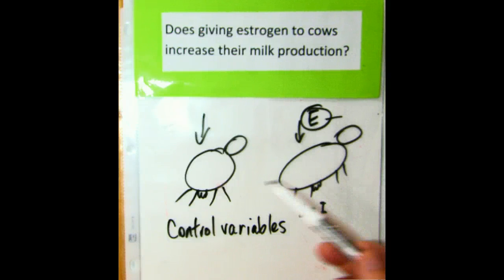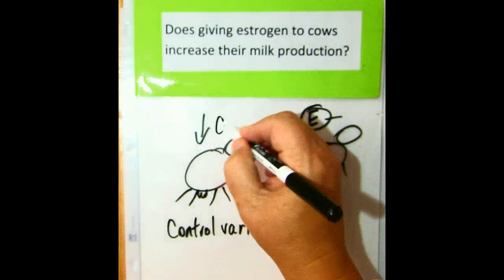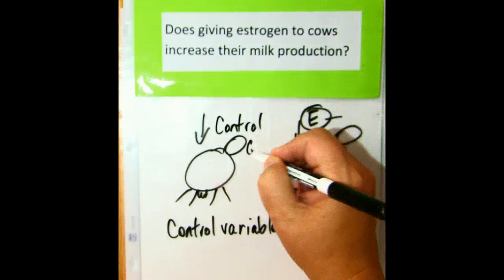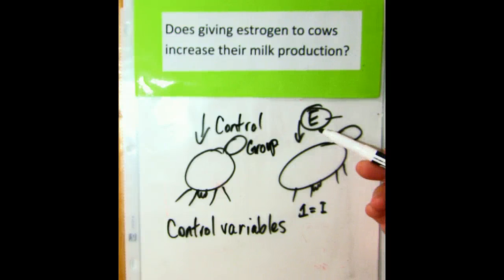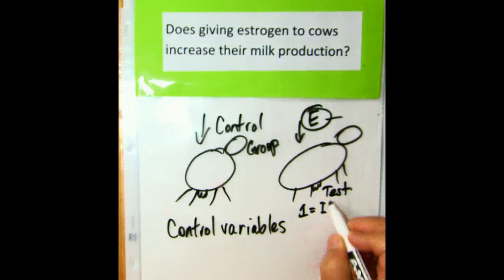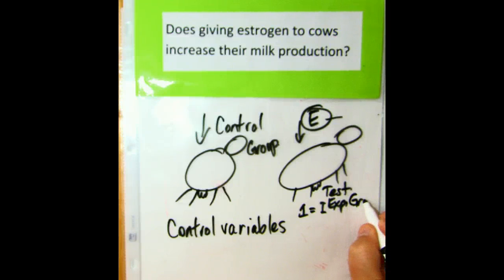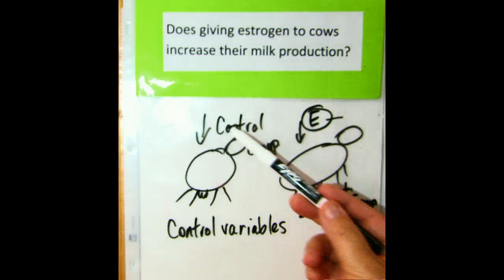And then what you would do is you would compare it to the cow that did not receive the estrogen. So this cow that does not receive the changed or independent variable, this one is called the control group. And even though it's one cow, we still call it the control group. Now, the cow that received the estrogen is considered the test group or experimental group. You can use those words interchangeably, okay? Okay, so now we've got the independent variable, the control group, the test group.